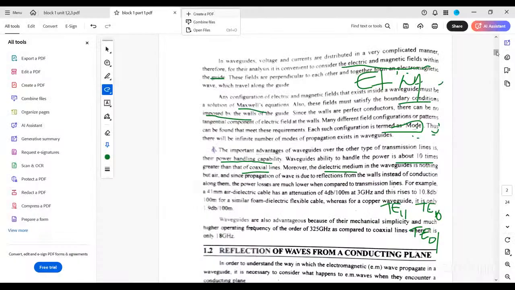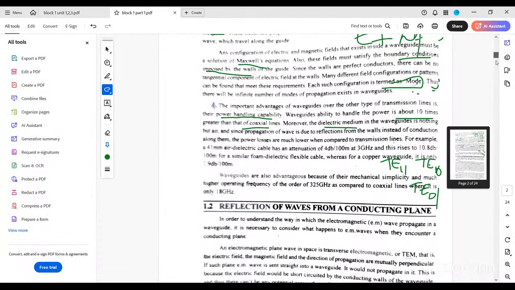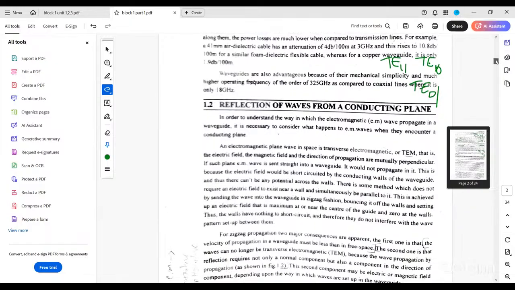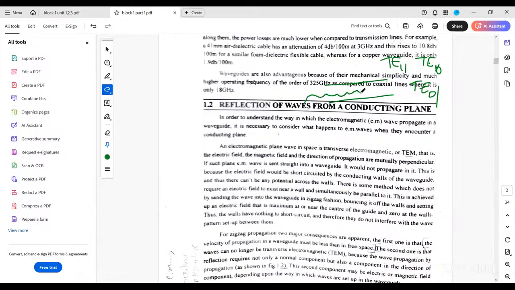Next one is reflection of wave in the conducting plane. What is this reflection of wave in the conducting plane? Suppose the wave is traveling from source to destination side. At that time, how the wave has to be? Suppose if the wave is transmitting from source to destination in a straight line, it will not reach up to the end. It is colliding with the walls, and after colliding with the walls it dies there. So how we have to transfer the wave? The wave has to be transferred in zigzag manner. This one is explained in this.